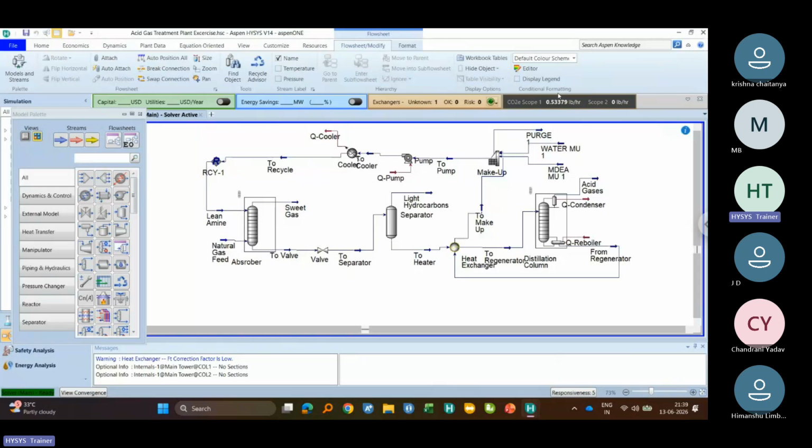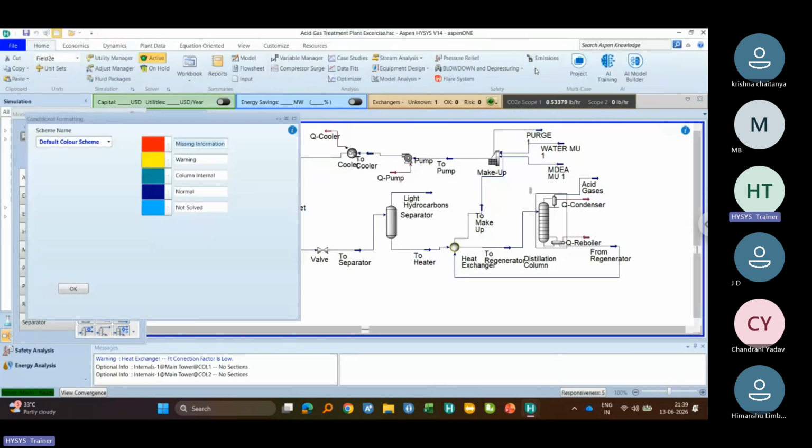So here in Aspen HYSYS as well, you can use this conditional formatting feature. For this, just go to this editor and you will see that different colors are there in this system. Here you can see that you will have 1, 2, 3, 4, and 5 categories, or 5 sections, in which you can select your color ranges.